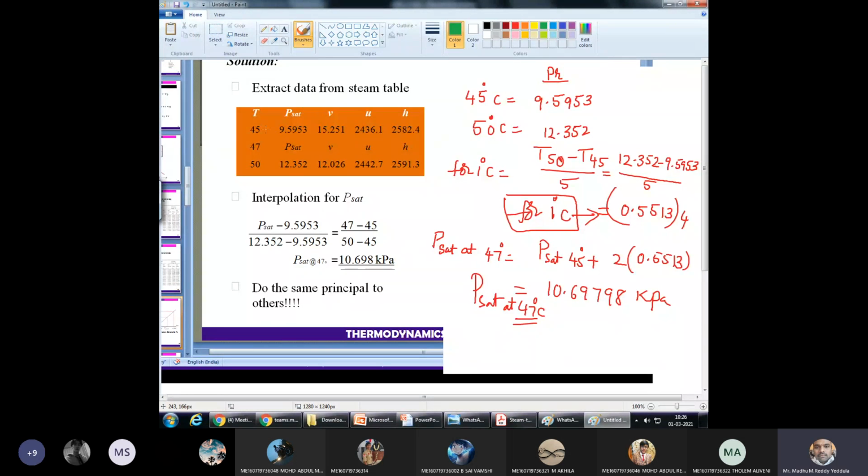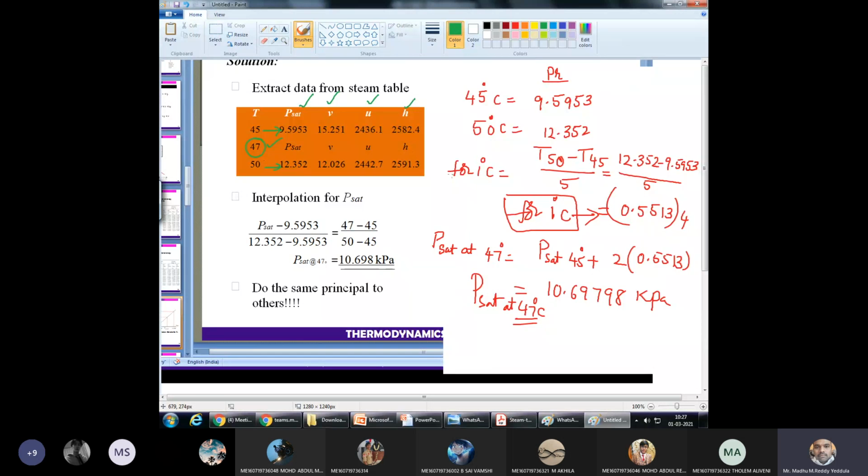See here, you have the data corresponding to 45 degrees centigrade: pressure, specific volume, internal energy, enthalpy. And the same properties for 50 degrees also, right? Suppose in the problem you need to calculate at 47 degrees centigrade, that is, you require data of pressure, volume, internal energy, enthalpy at 47 degrees centigrade. You don't have it directly at 47 degrees centigrade from the table. So how do we find it for 47? We have the data for 45 degrees and for 50 degrees centigrade.